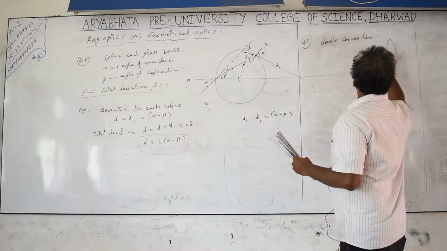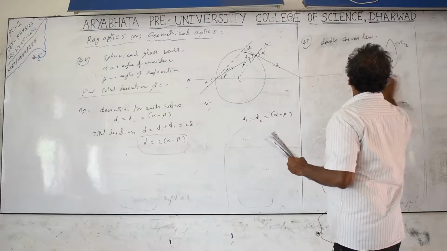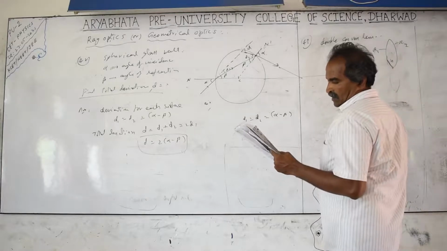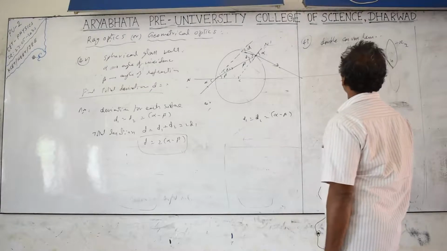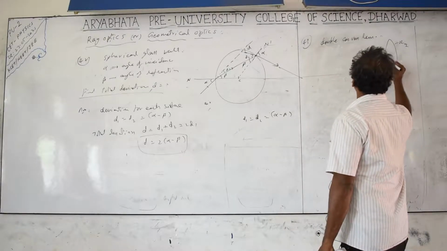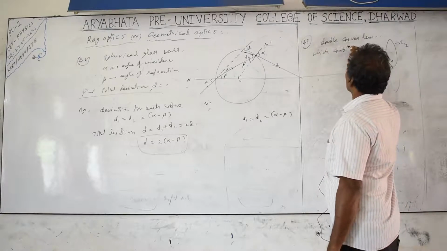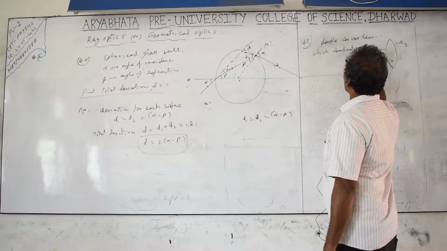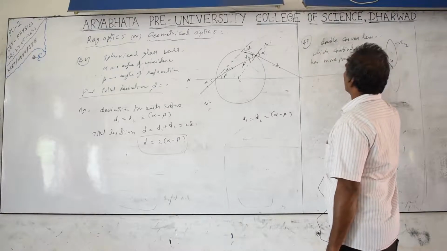Double convex lens with radii R1 and R2, where n is the refractive index. Which of the options given has more power? Which combination of radii of curvature has more power?